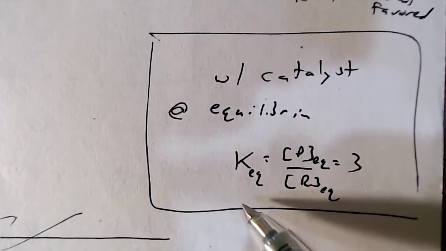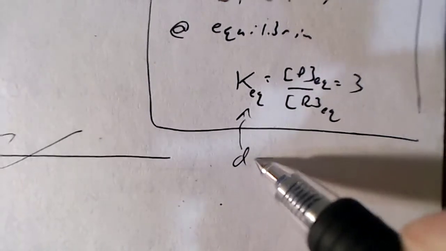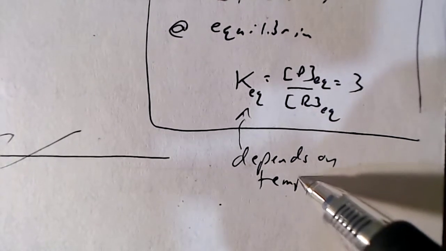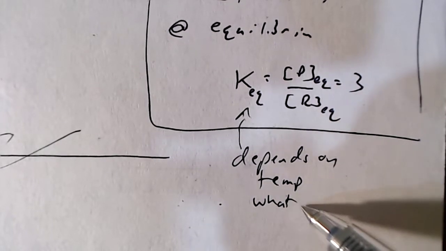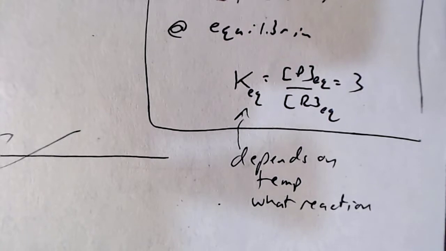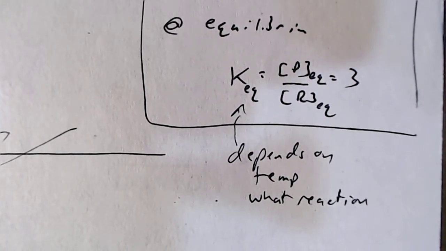What does affect the equilibrium constant? It depends on just what temperature you have and what reaction you have. It doesn't depend on the presence of a catalyst or surface area or the concentrations of a reactant or product.